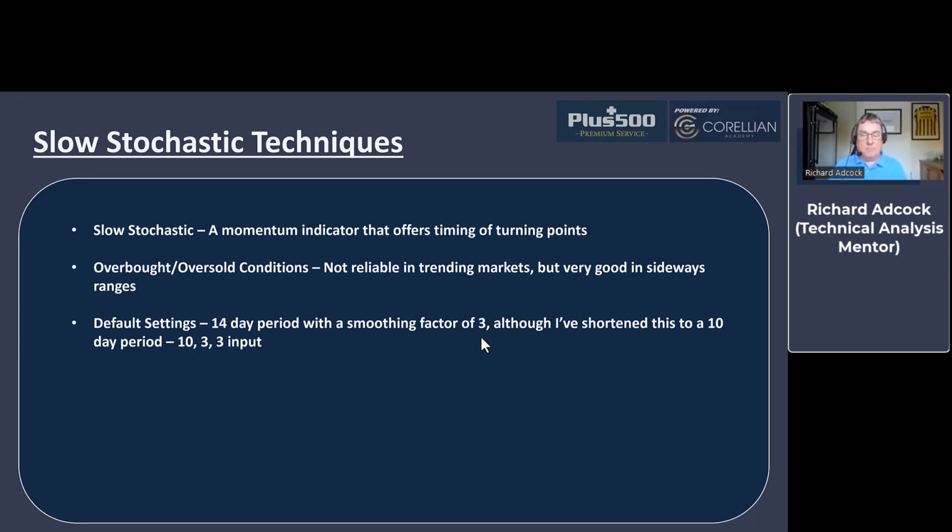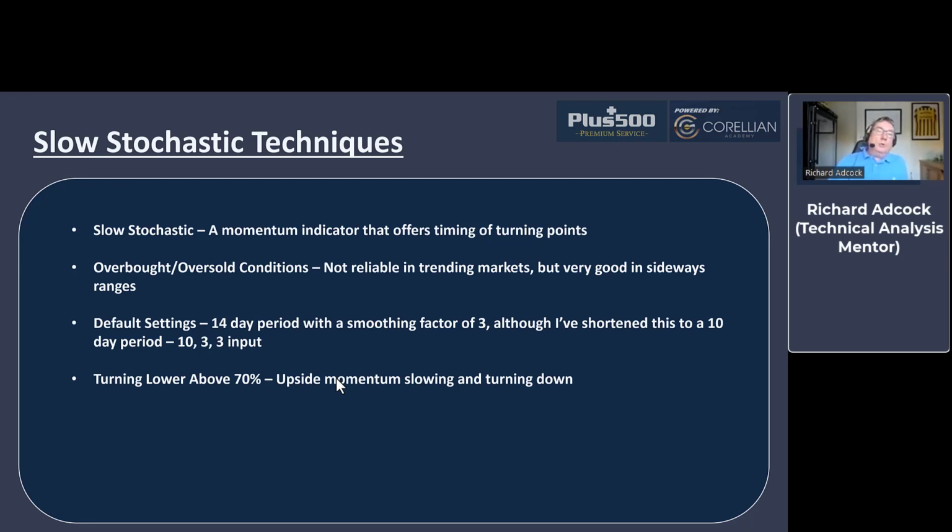So the input that I actually have adjusted the slow stochastic to, when you look at your trading system, is 10, 3, and 3. So it's a 10 period with 3 period smoothing factor. But I find that just gives me slightly better signals and slightly earlier signals.